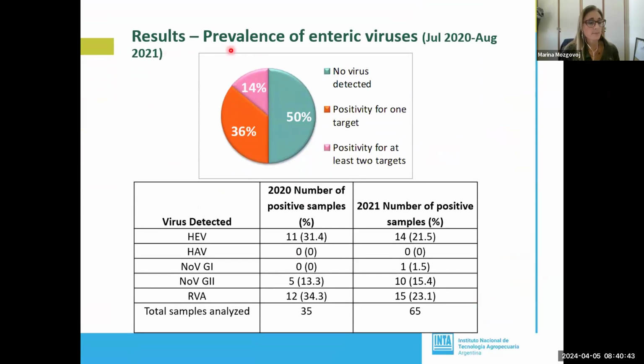So, regarding the enteric virus prevalence, it is shown in this chart that 50% of the samples were positive for enteric viruses, of which 36% were positive for one target, while 14% were positive for more than one target. In this table below, as you can see, fewer samples were collected during 2020 in comparison to 2021, and this was due to COVID-19 pandemic restrictions. Nevertheless, during 2020, HAV, norovirus genogroup 2, and rotavirus could be detected, while in 2021, the same viruses were detected, and also norovirus genogroup 1. HIV could not be detected in either 2020 or 2021.